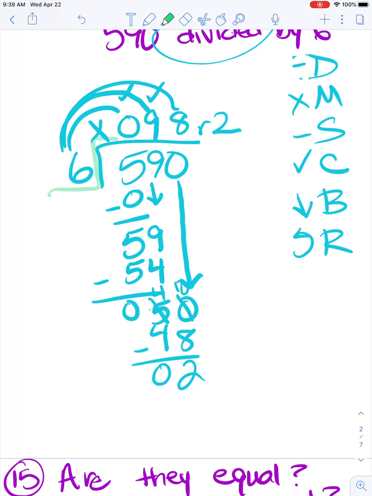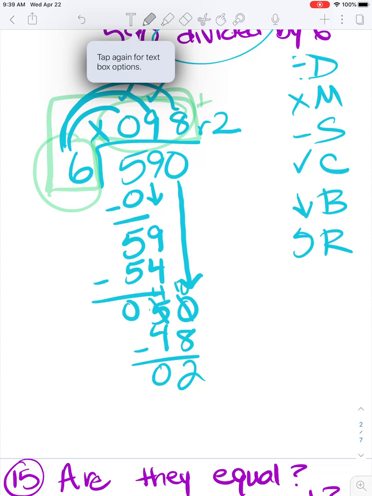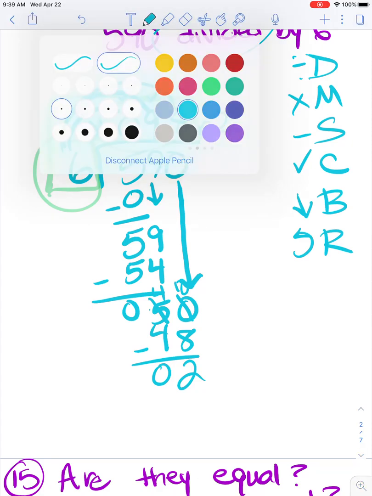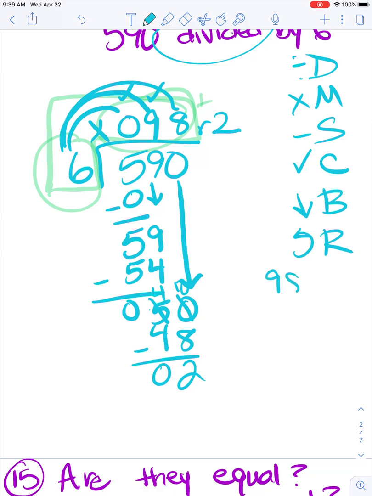Now, remember to check your work. You take your quotient times your divisor. This is your quotient times your divisor, and then add your remainder. So I'm going to take 98 times 6.